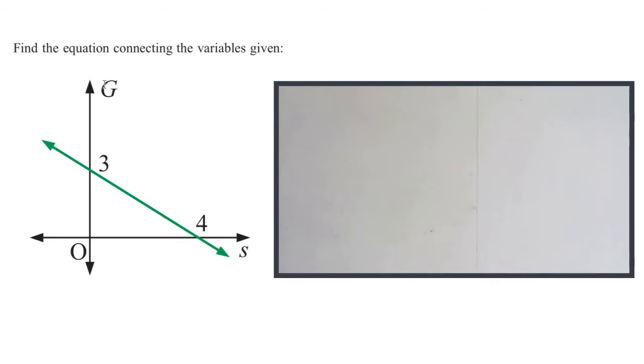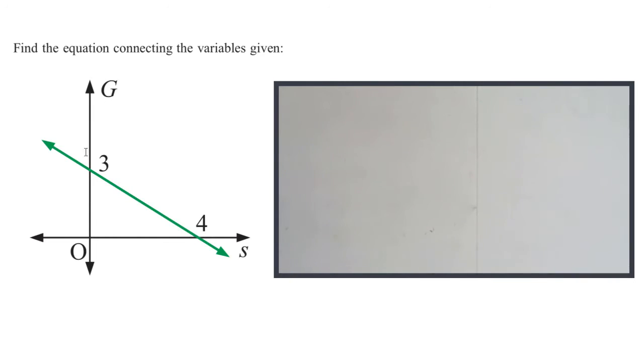So given that G is on the y-axis and S is on the x-axis, it's going to be G equals something to do with S rather than S equals something to do with G. That's just the standard way to write things. It's about dependent variable and independent variable. Right, so basically what information do we have about the graph?